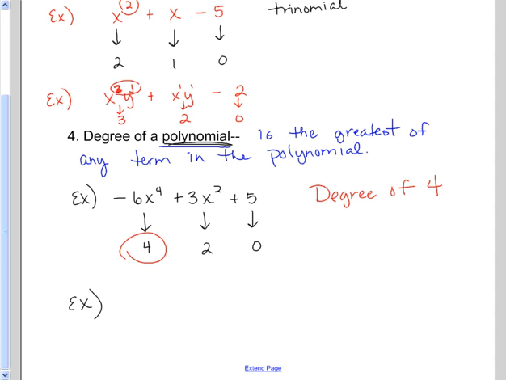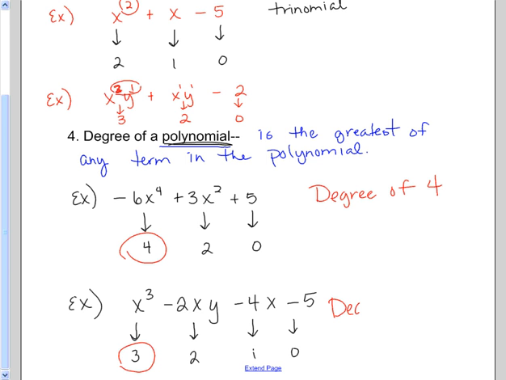So again, let's say if I have x cubed minus 2xy minus 4x minus 5. This is a polynomial having 4 terms. Individually, if I look at the degrees, x cubed has a degree of 3, negative 2xy has a degree of 2, negative 4x has a degree of 1, negative 5 has a degree of 0. But the degree of the polynomial is 3, the highest of any of the terms. So we say this polynomial is of degree 3.